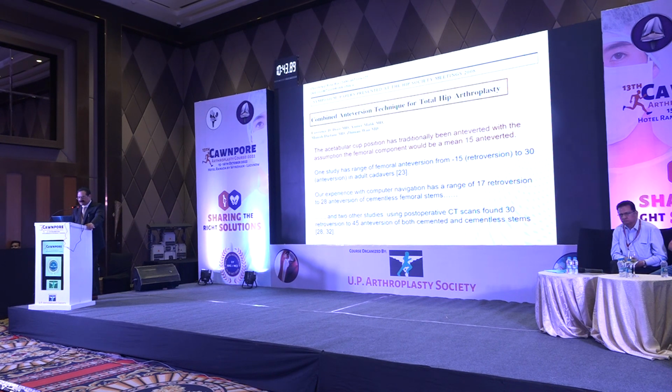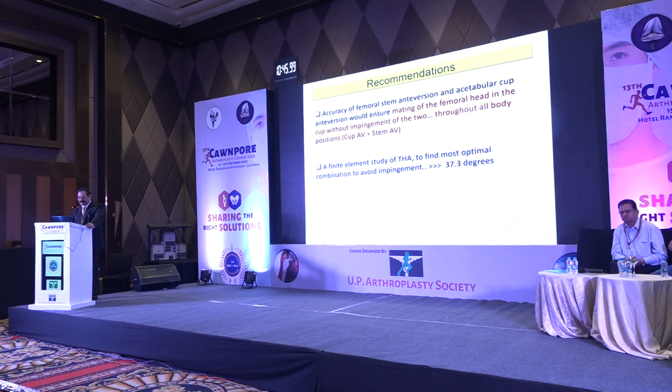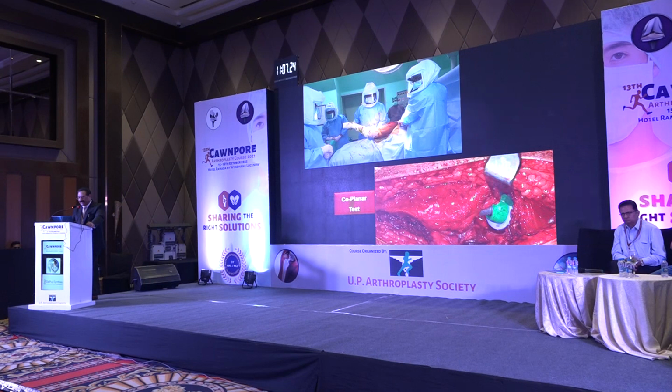Now, what does combined anteversion mean? It is the mating of the femoral head in the cup without impingement of the two throughout all body positions, in the required activities you want to do. And the recommended combined anteversion by Lewinnek was: in males aim for 25 to 35, and in females 30 to 45. How do you test it on table? By Ranawat's coplanar test, you can test it.